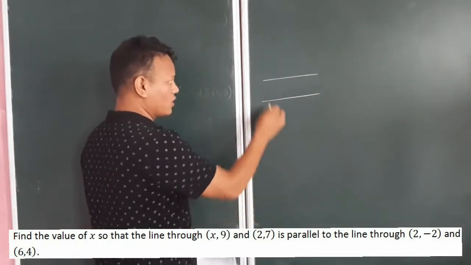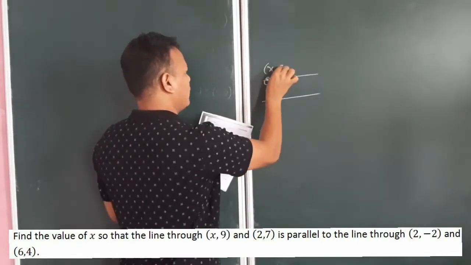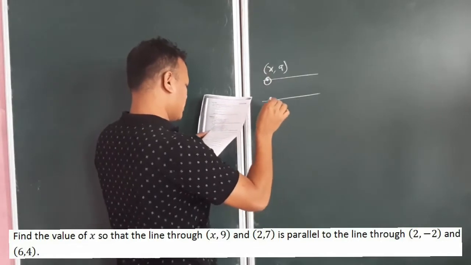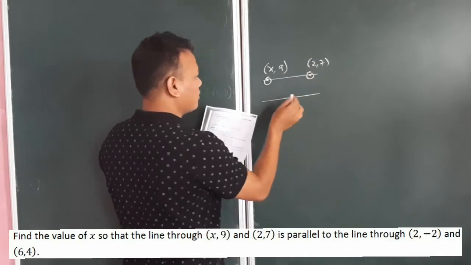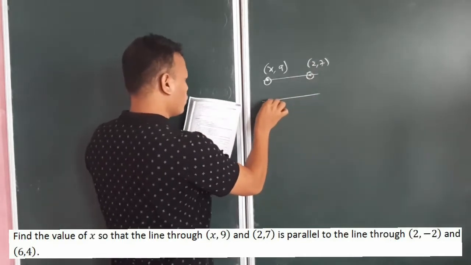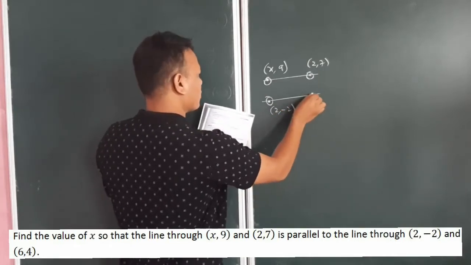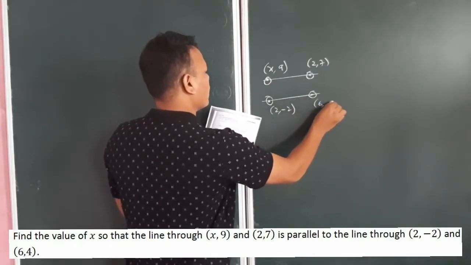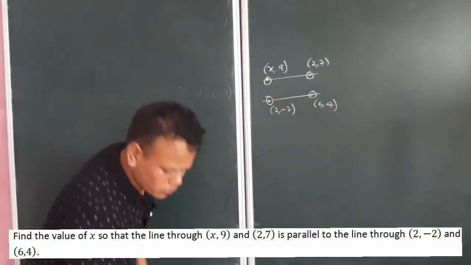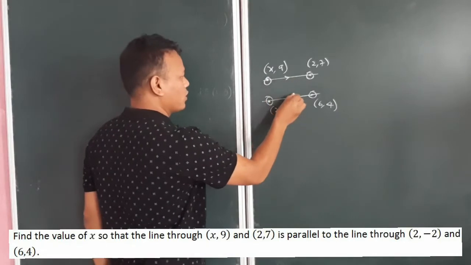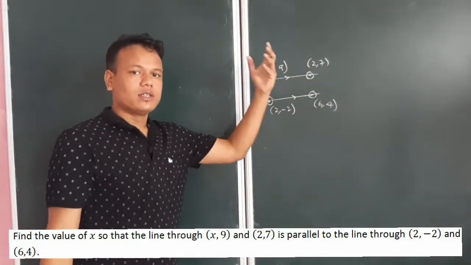So this line passes through (x, 9) and (2, 7). And similarly, the other line passes through (2, -2) and (6, 4). So you need to find the value of x here. Since these two lines are parallel to each other, what happens here? The lines will have equal slope.